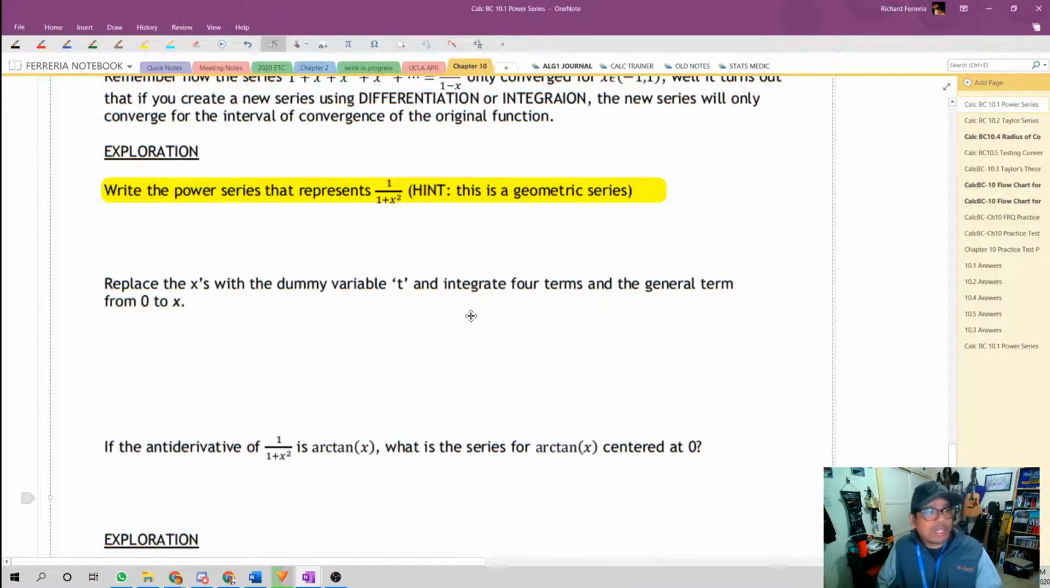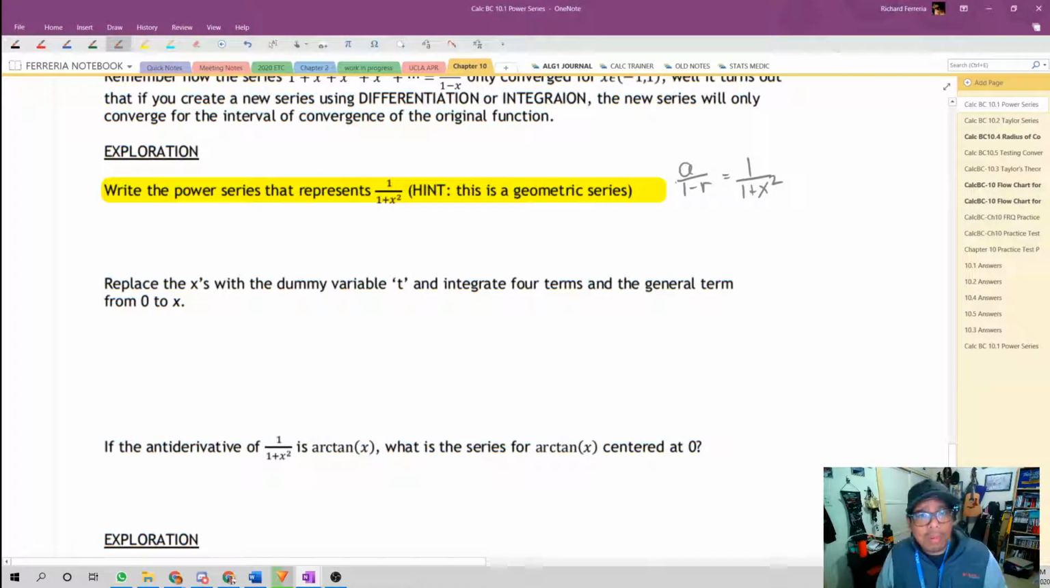Okay, exploration time. Let's write down a power series that represents 1/(1 plus x squared). The hint is this is a geometric series. So I'm just going to make the function equal to the geometric sum. So a/(1 minus r) equals 1/(1 plus x squared). And then I need to figure out what values of a and r will make this true. And it looks as though this is going to be true if a is equal to 1 and if r equals -x squared.